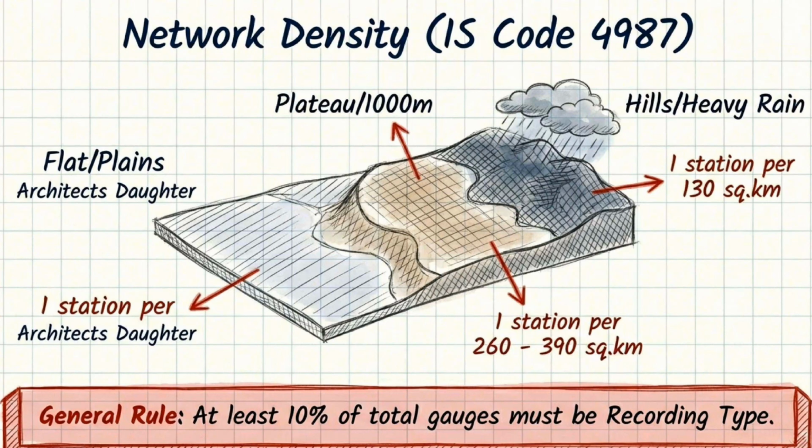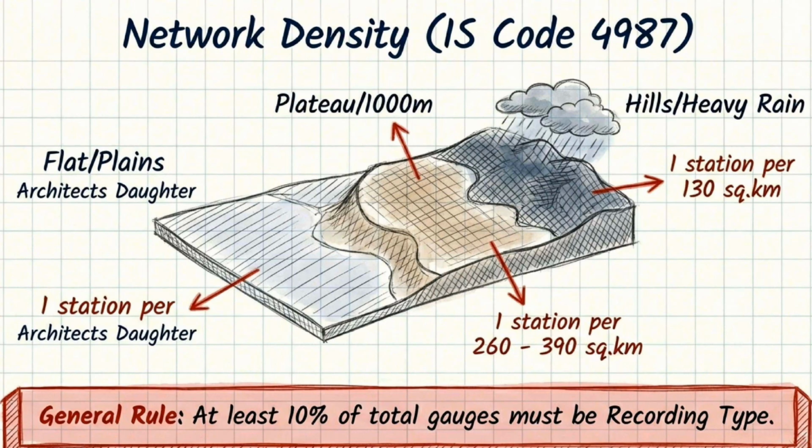Next, in plateau regions, rainfall variation is a little higher compared to plains. Therefore, the network density is increased. Here, we provide one station for about 260 to 390 square kilometers. Finally, in hilly areas or regions with heavy rainfall, rainfall varies significantly from place to place. So we need more stations for accurate measurement. In such areas, we install one station for about 130 square kilometers.